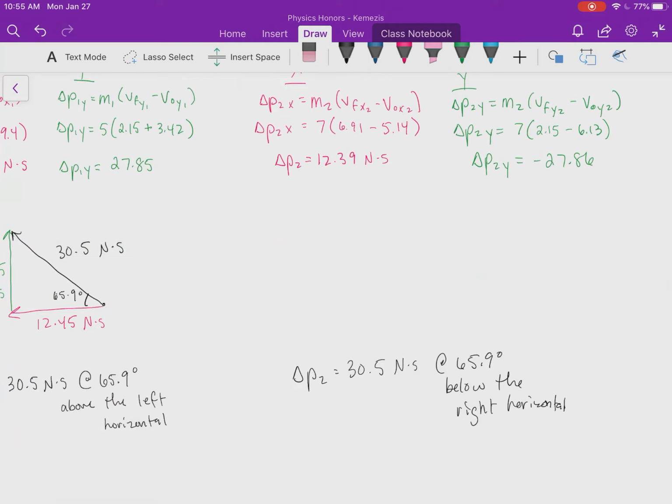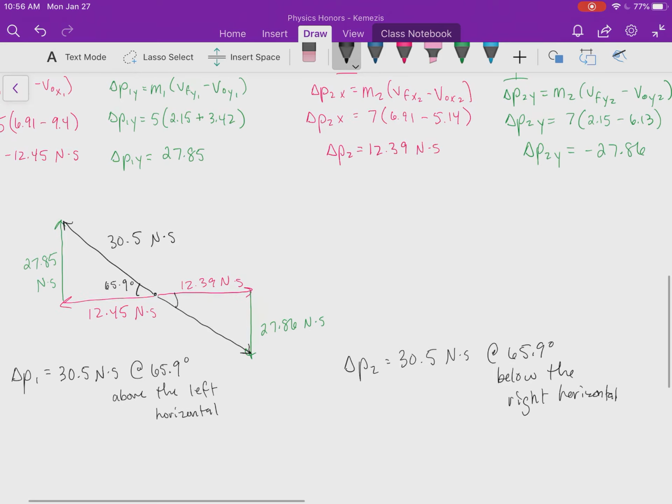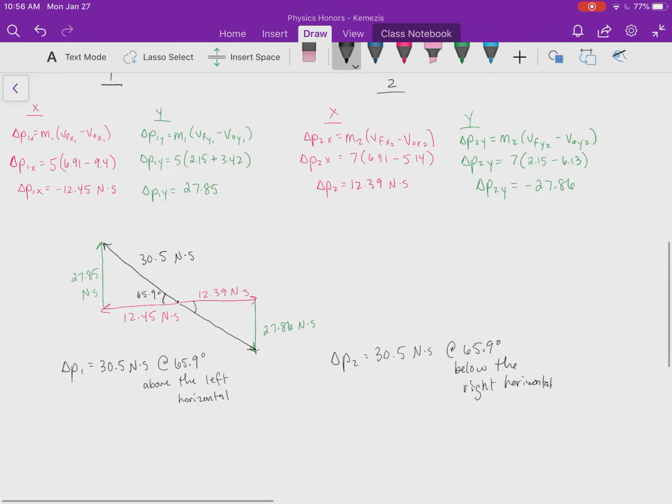I'm not going to do the math to confirm it, but I'm just going to show you. Right, we have a 12.39 Newton seconds to the right, which is positive, we have a 27.86 Newton seconds, which is down, which again, is opposite of what we had there. So if we were to draw this hypotenuse and solve this angle, we would get, as we predicted, 30.5 at 65.9 degrees below the right horizontal.